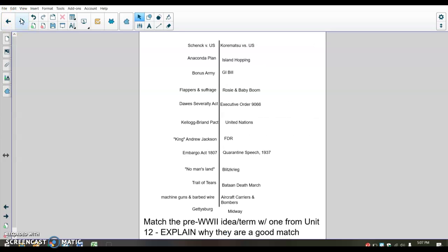Last on this review, we are trying to compare things. A pre-World War II idea term was one from Unit 12. So the key for this, guys, is make sure you can connect what these first terms are. For instance, Schenck versus United States allowed for clear and present danger, which allowed for wartime civil liberties to be suspended, which of course is what happened to many Japanese Americans with Korematsu versus the U.S.